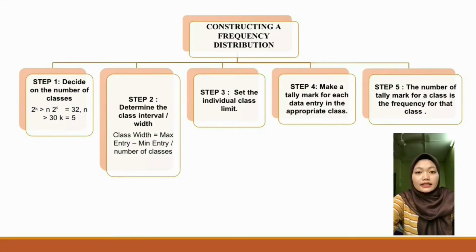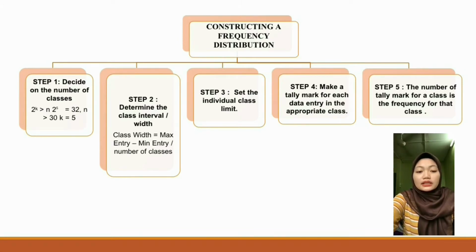Next is constructing the frequency distribution. In this part, we have 5 steps. Step number 1 is decide on the number of classes. A useful recipe to determine the number of classes, k, is the 2 to the k rule, such that 2 power of k is greater than n.